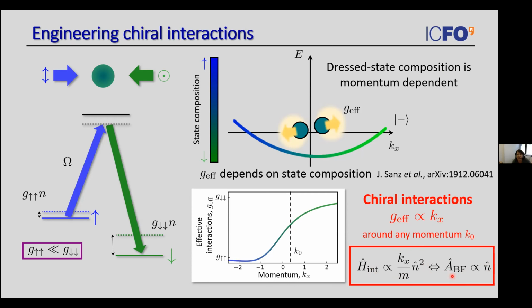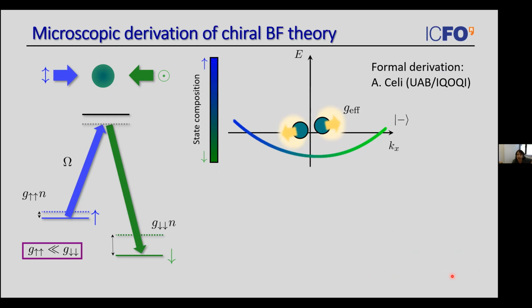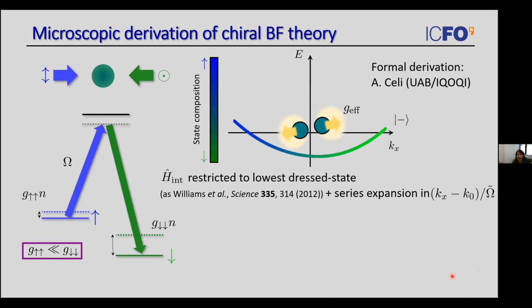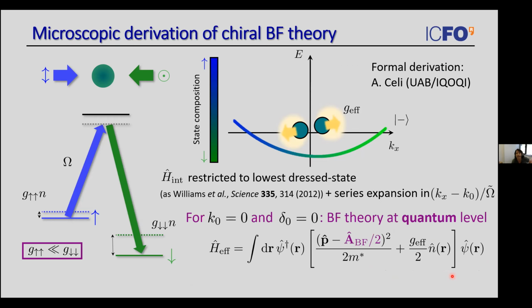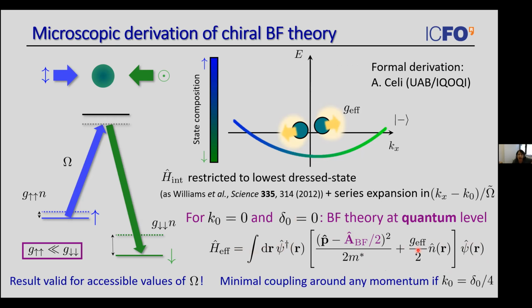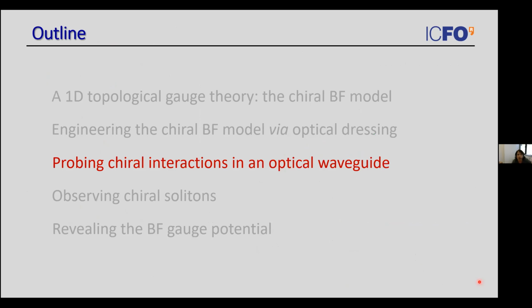So this is a hand-waving explanation, but we can do a formal derivation of that and actually derive that the Hamiltonian of our system is exactly the one of the BF theory, with the bonus that we demonstrate that at the quantum level. So that's why I have operators here everywhere. And this result is valid for accessible values of omega, and also valid for different momenta, provided we take the right detuning for the coupling field. So now let me show you how we do that in the lab.